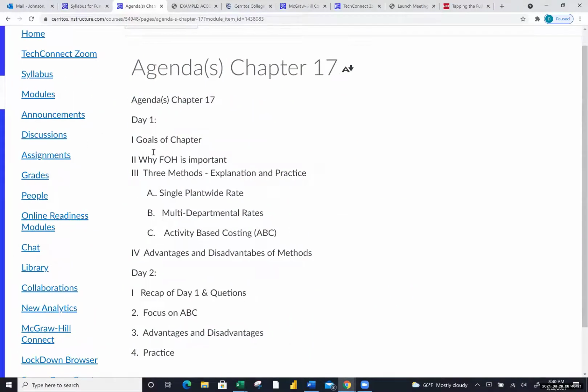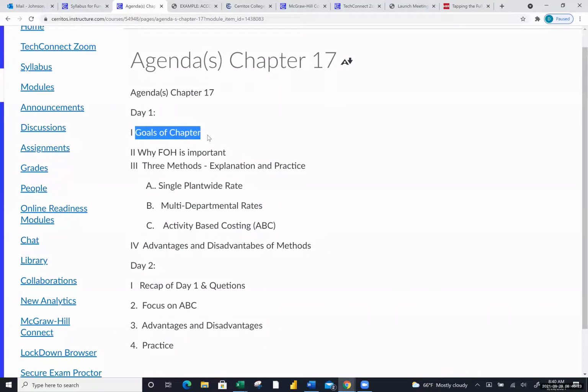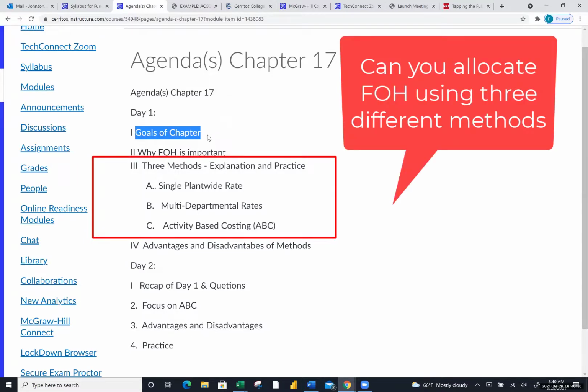Here's the agenda for today. The goal of the chapter I consider fairly straightforward. The goal of this chapter is to understand why overhead costing is important. And practically, it's: can you allocate overhead using 3 different methods? And you see them listed here.